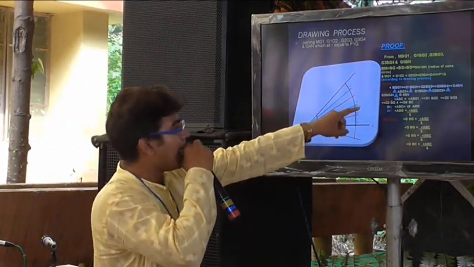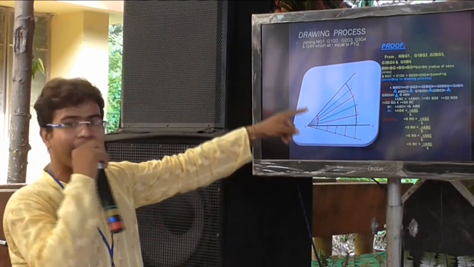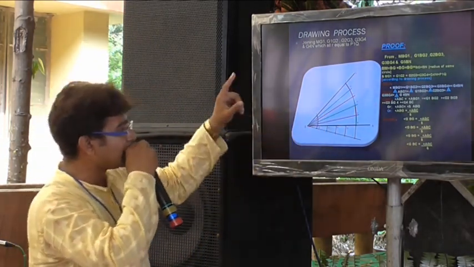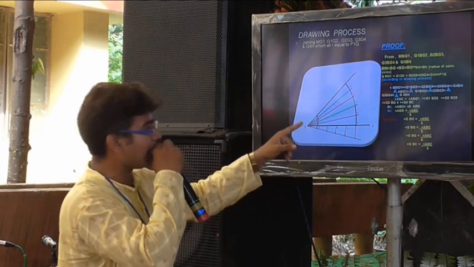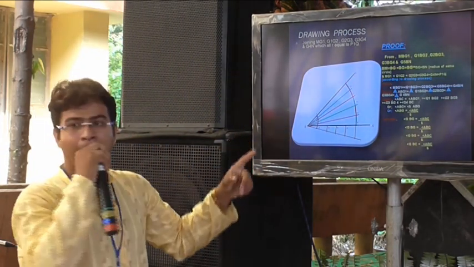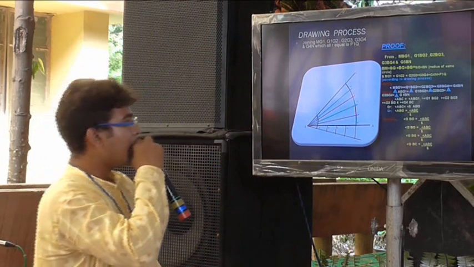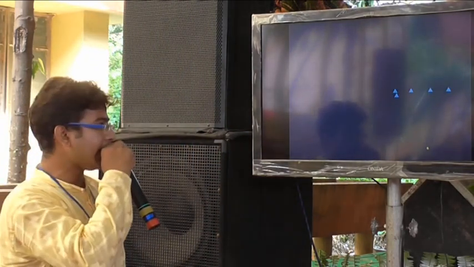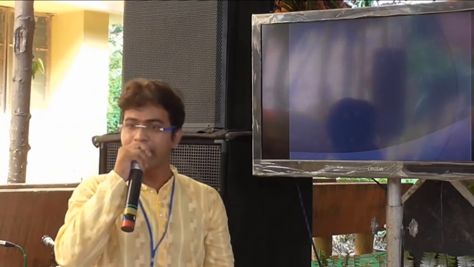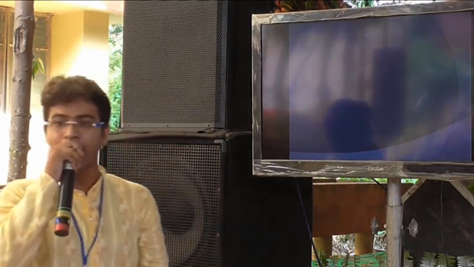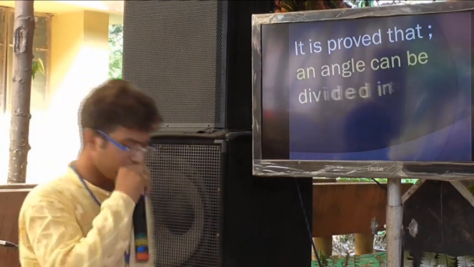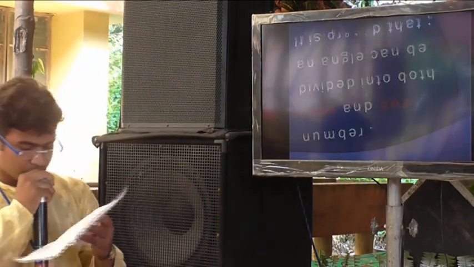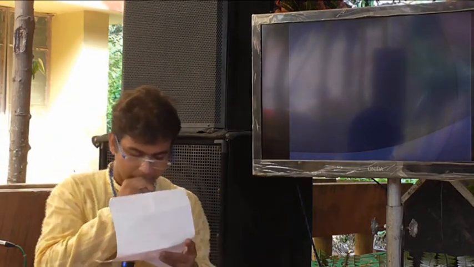The special thing is that ABC is equal to the sum of these angles. Therefore, we can say that every angle is 1/5 of the given angle ABC. And therefore we can say that an angle can be divided into both even and odd numbers of equal parts.